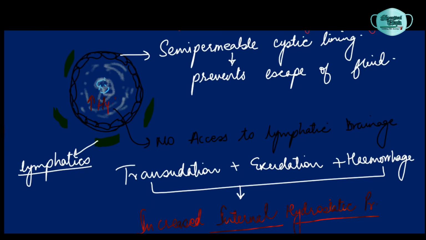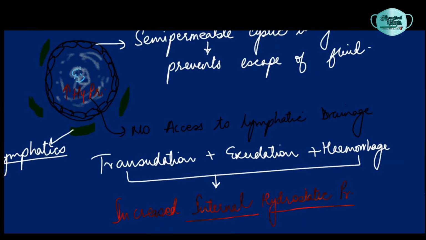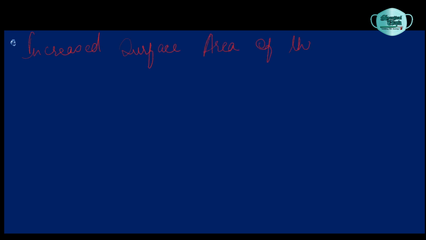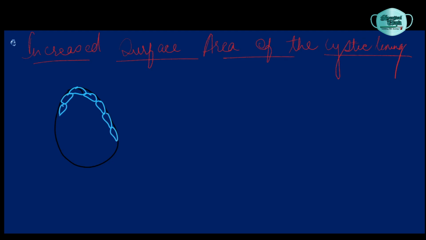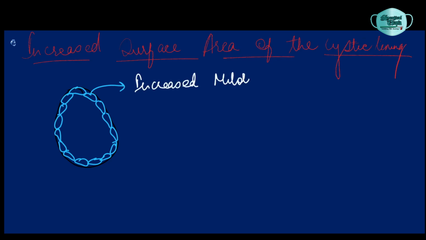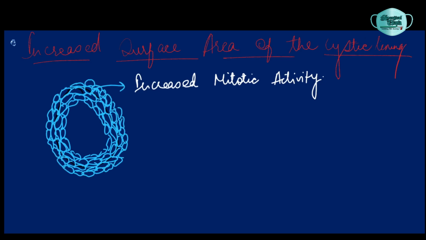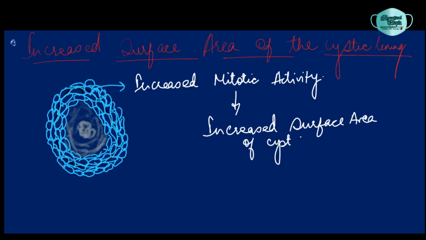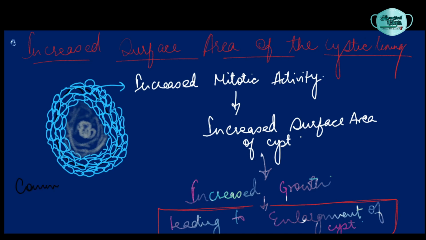Then there may be increased surface area due to mural growth of the cystic lining. So with the growth of the cystic lining, there will be increased surface area of this cyst, and it will contribute to the enlargement of the cyst. And the thickness and the rate of increase of the cystic lining will depend on the mitotic activity of the cells forming the cyst lining. This is mostly relevant for the OKC, that is the odontogenic keratocyst, in which the basal layer of the cyst is considered to have more mitotic activity as compared to that of the radicular cyst.